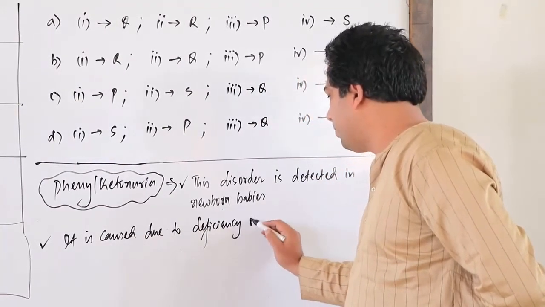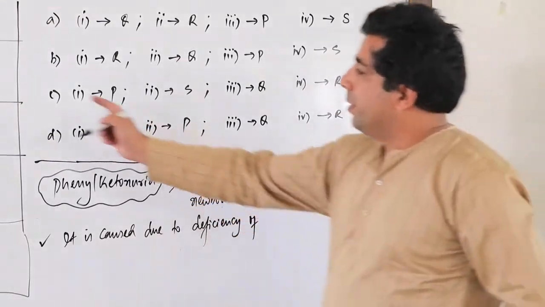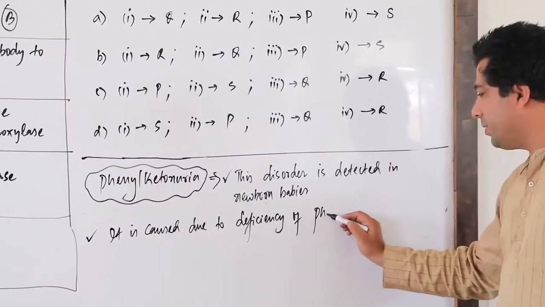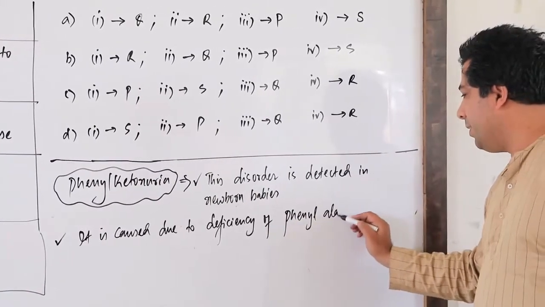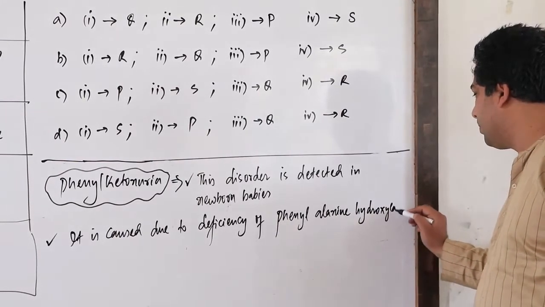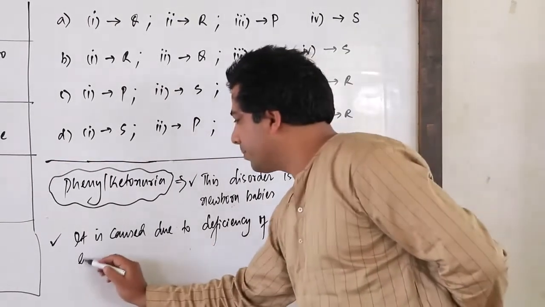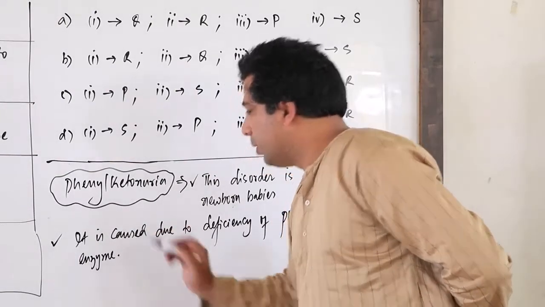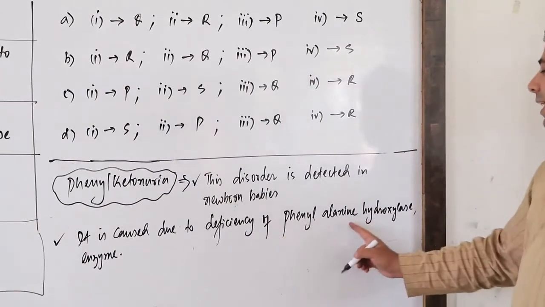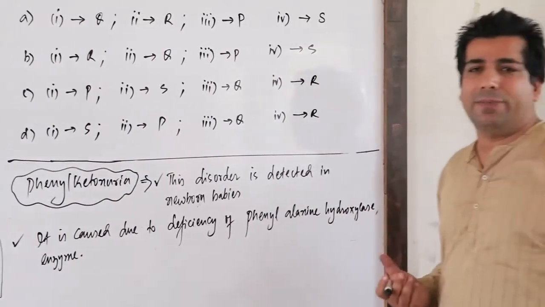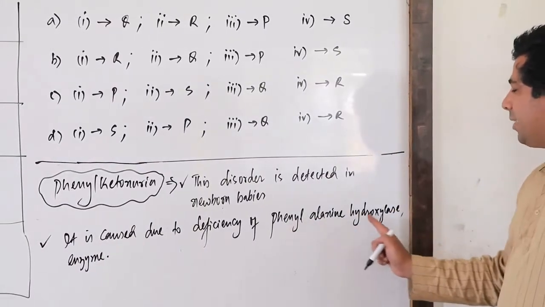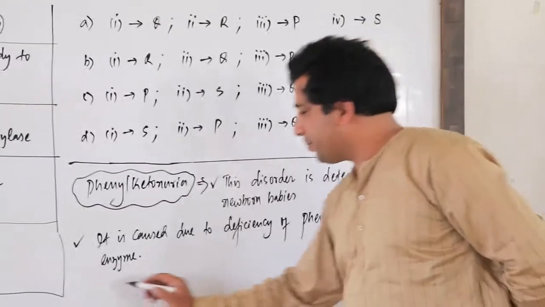deficiency of phenylalanine hydroxylase enzyme. Deficiency of phenylalanine hydroxylase enzyme. So due to deficiency of phenylalanine hydroxylase enzyme, this disease is caused. But what is the role of this phenylalanine hydroxylase? Let us understand.